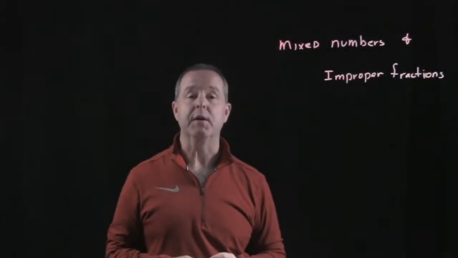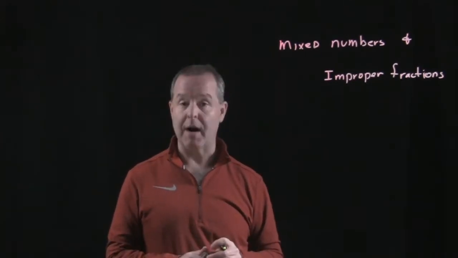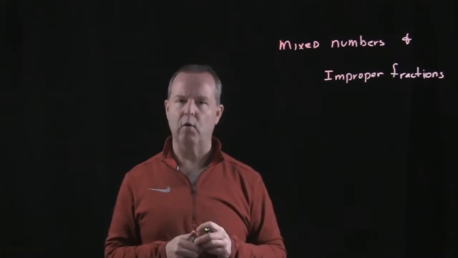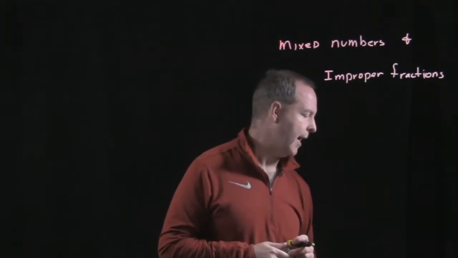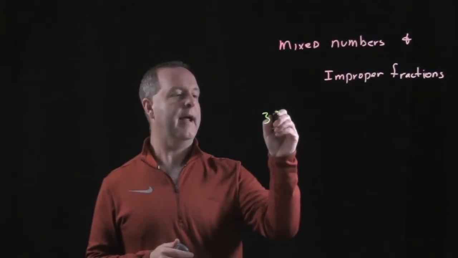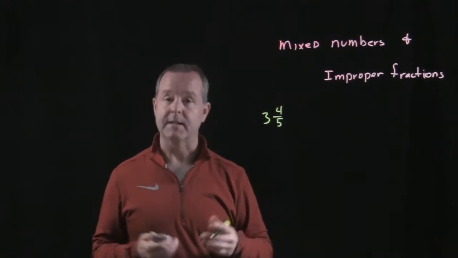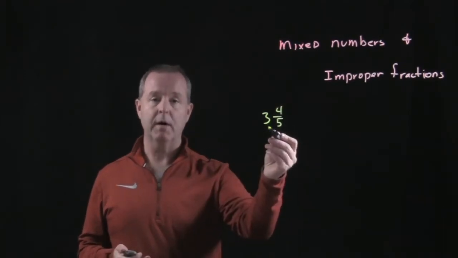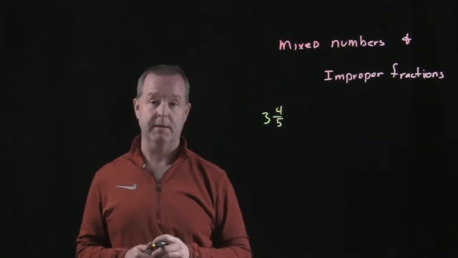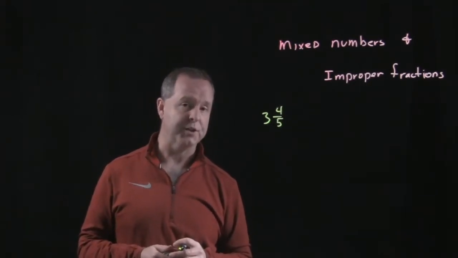I'd like to introduce to you two ideas through an example, mixed numbers and improper fractions, and how we can go back and forth between the two. So I have an example of a mixed number being 3 and 4/5. It's a mixed number because there's whole parts of the number and there's fractional parts of the number. I want to convert that to an improper fraction.